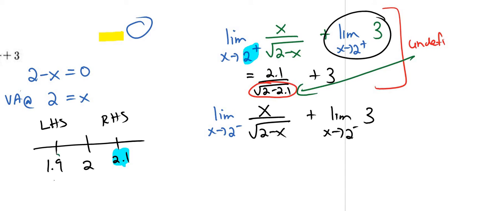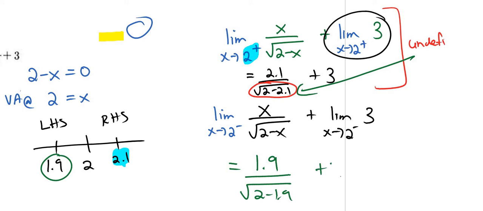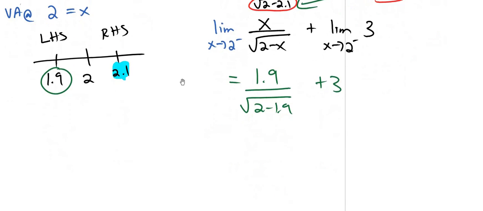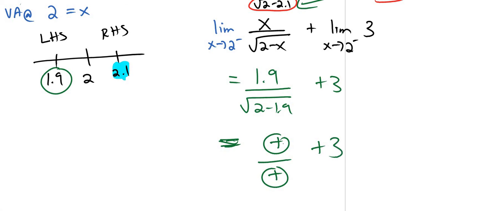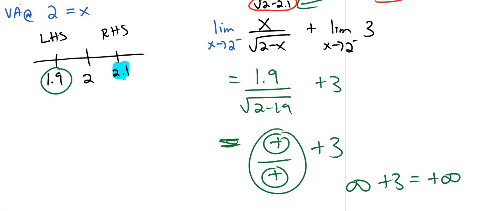Let's go ahead and do the left hand side. If I do the left hand side, I need a 1.9, so the square root of 2 minus 1.9 plus 3. If I evaluate this, the numerator is positive, the denominator is positive, then I have a plus 3 there. Well, positive over positive is infinity, plus 3 is still going to be positive infinity. Okay, so sorry about that.